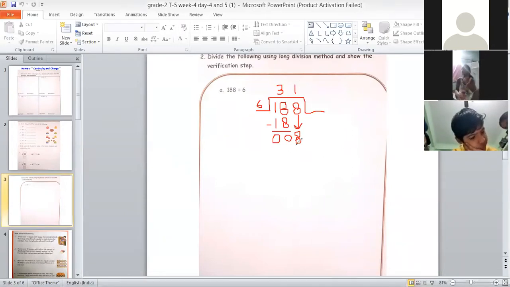So we will write that 1 up and we will write that 6 exactly below this 8 and then we will put a minus sign. 8 minus 6 how much, Nitya? 2, ma'am. So we will write 2 here. Okay. Now Nitya, tell me what is the quotient here and what is the remainder here?